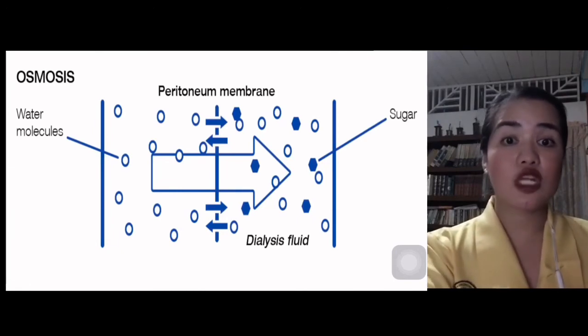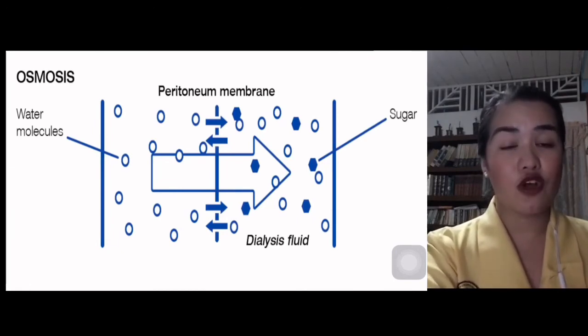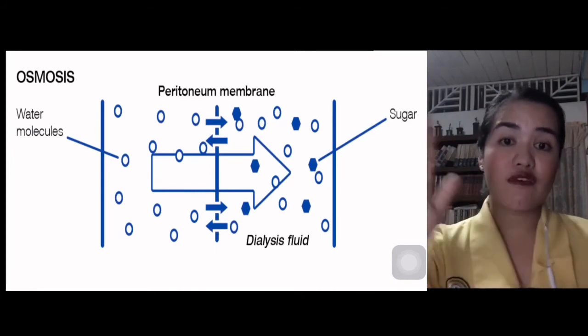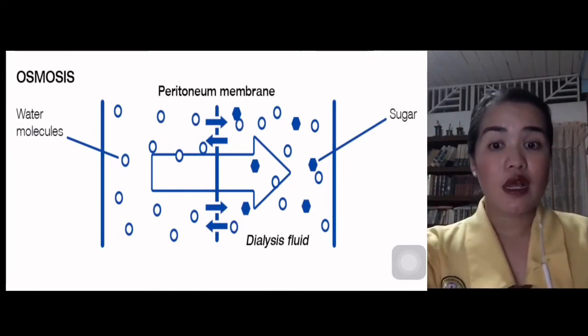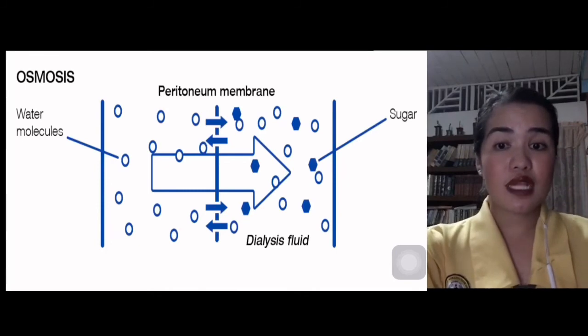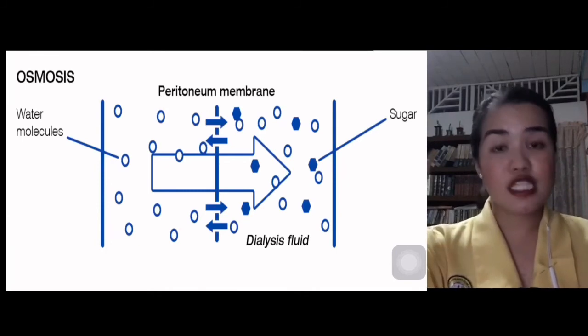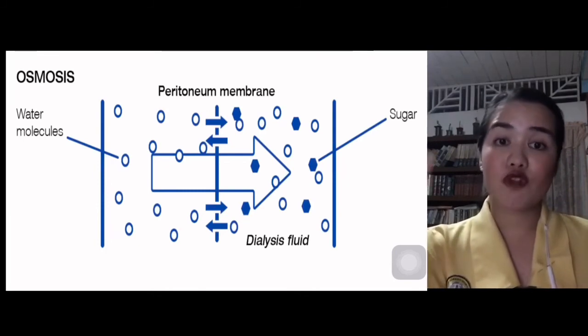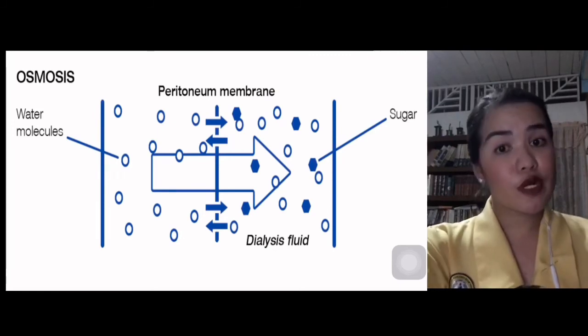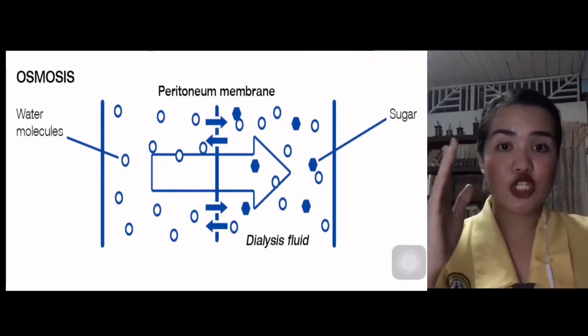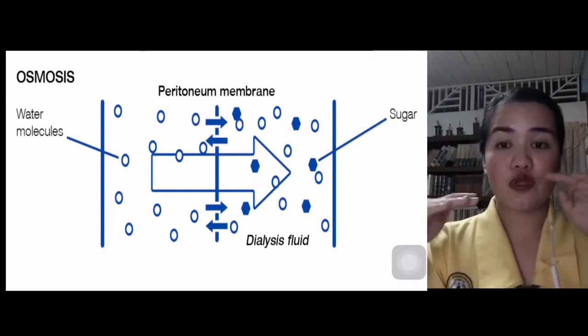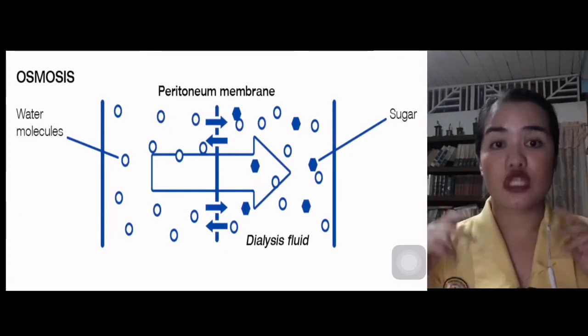So tendency, there will be higher concentration now on the dialysis fluid. So if there is excess water, excess fluid in the patient, the fluid will now flow from lower concentration to higher concentration to balance it out. So that process is called osmosis.